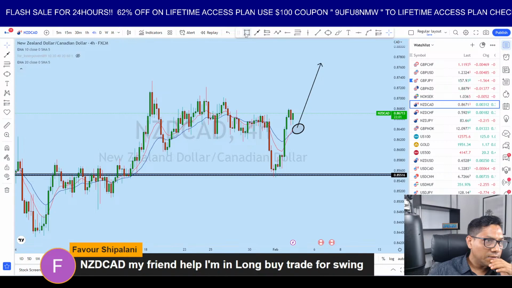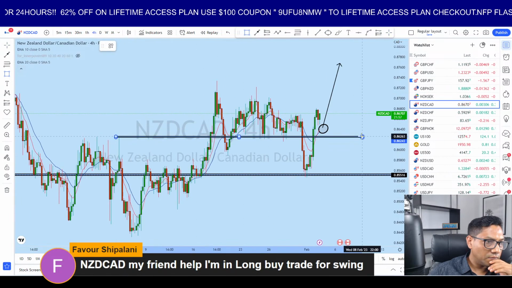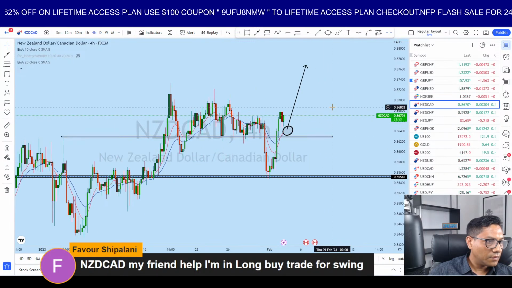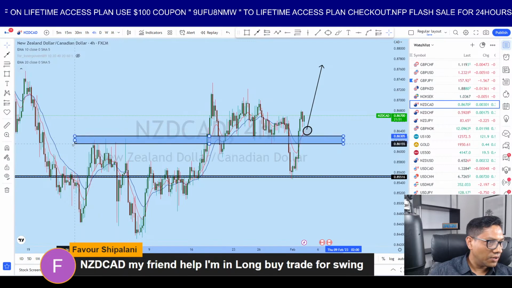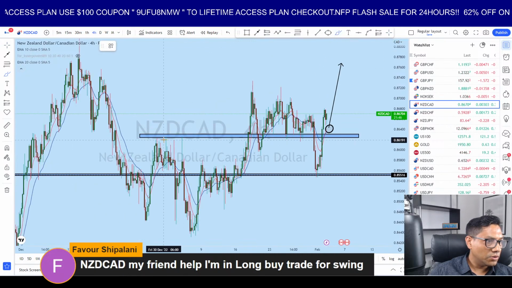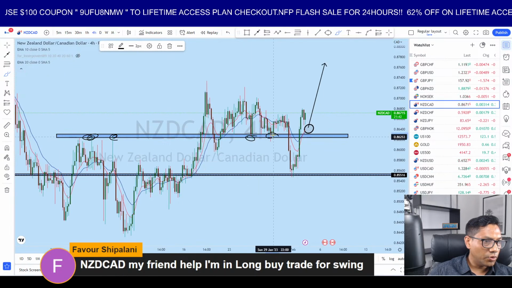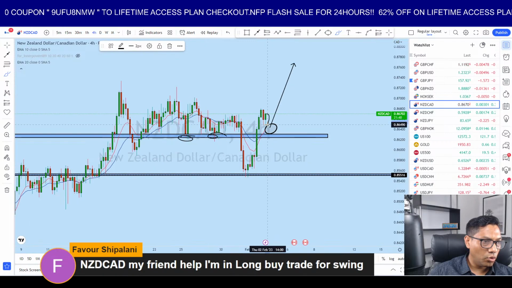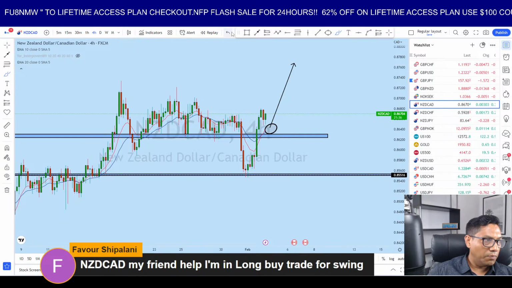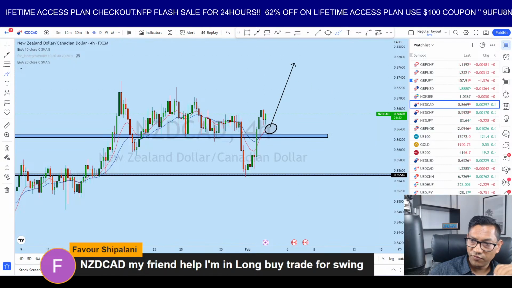Okay, so this is the support here, just turning resistance here. This is the resistance here, support here, support here. What I think is that at some point we might see a retest of this level, and from here we can expect a bullish move on NZD CAD. So NZD CAD is bullish for me.